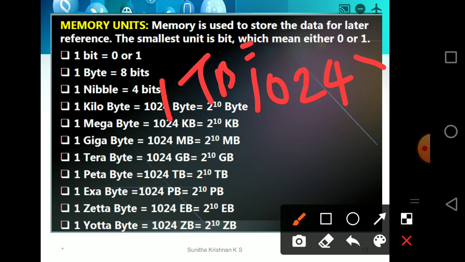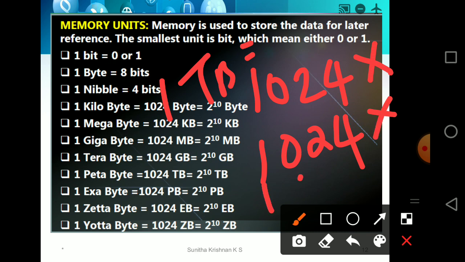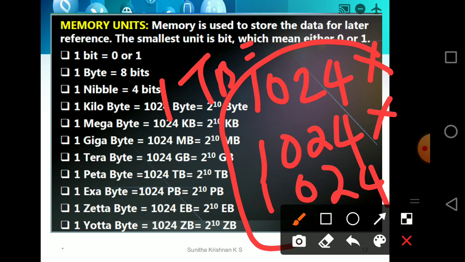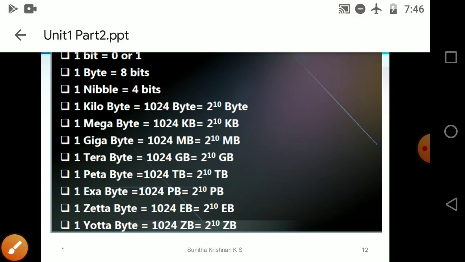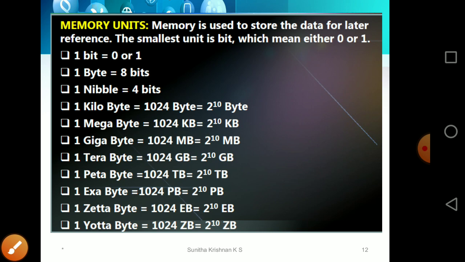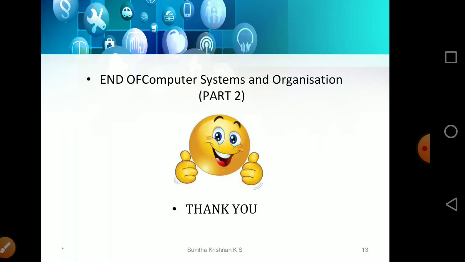Then GB is again converted to MB. Again it is 1024 MB. And 1 MB is equal to how many kilobytes? 1024 kilobytes. So 1 TB is equivalent to 1024 into 1024 into 1024 kilobytes. This is how the conversion takes place. So the problem may come in this section, for the conversion from one unit to another. Thank you.